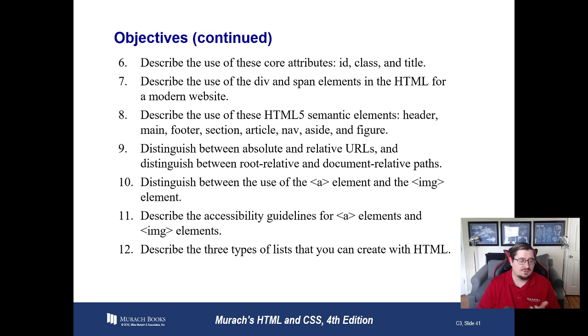We talked about distinguishing and using absolute versus relative URLs, and we talked about root relative paths versus document relative paths. We talked about anchor tags, which are used to create links, as well as image tags, which are used to display images directly in the page. And we talked about some of the accessibility guidelines for both using anchor tags as well as image tags. And then we looked at a few different kinds of lists, including unordered lists, ordered lists, and then finally the definition list as well.